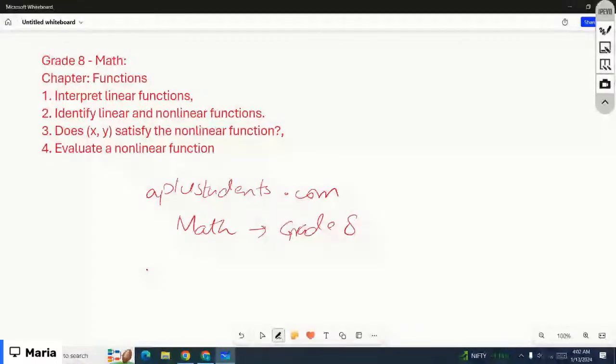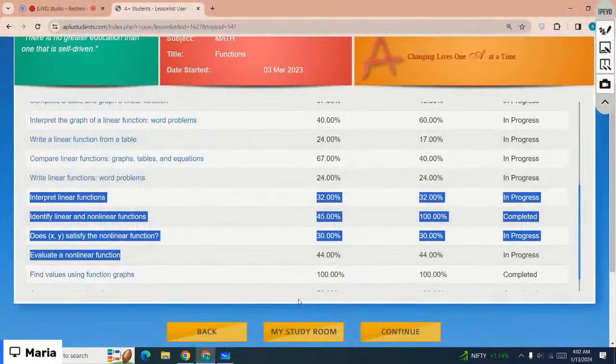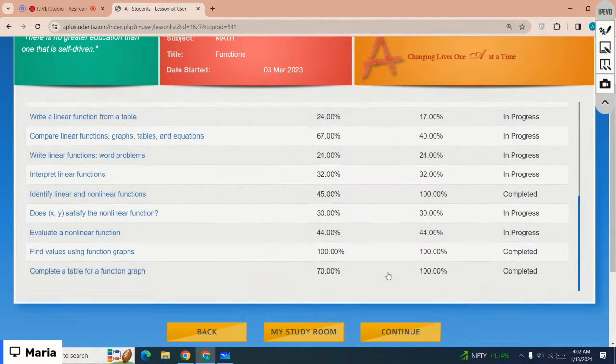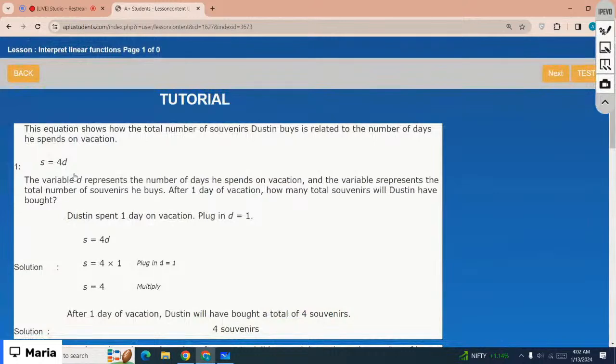The lessons we're going to cover today are interpret linear functions, identify linear and nonlinear functions, does xy satisfy the nonlinear function, and evaluate a nonlinear function. So please make sure you have your notebook and pencil so that you can note down the important examples and definitions as well. So let's just start with the lesson, that is interpret linear functions.